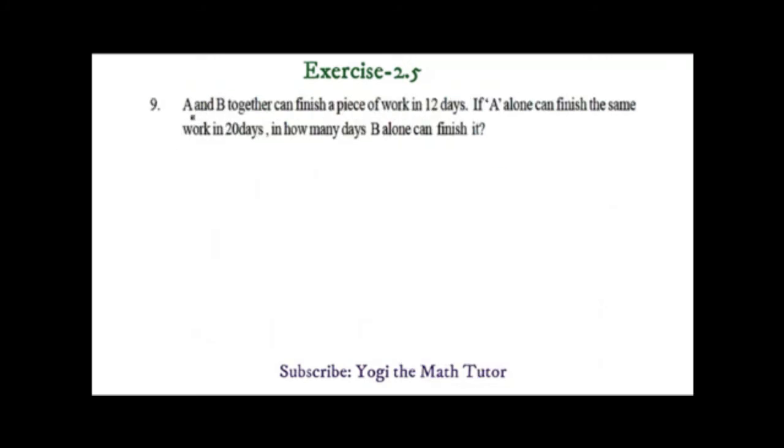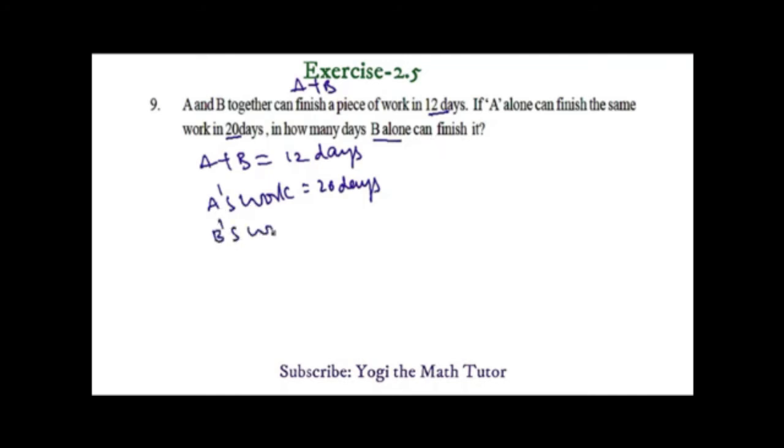Next question. A and B together can finish a piece of work in 12 days. That is A plus B, both together, they can finish the work in 12 days. And if A alone can finish the work in 20 days, so A's work they have given as 20 days. In how many days can B alone finish it? So you can take B's work as x days.